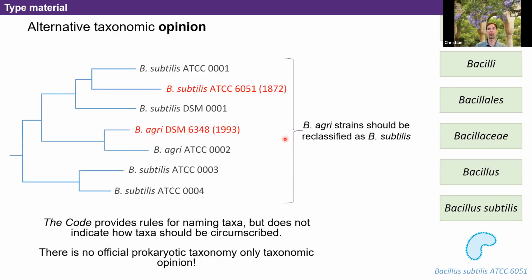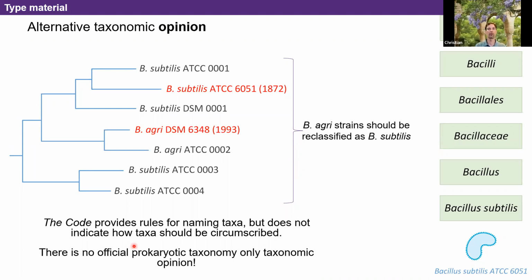So, for example, an alternative opinion would be, okay, yes, I see what's going on here, but what one could do is say, well, why don't we just rename Bacillus agri and say Bacillus agri needs to be reclassified as Bacillus subtilis, right? In that case, we would actually call this whole species Bacillus subtilis. Now, is that wrong or is it right? According to the code, it's neither, right?